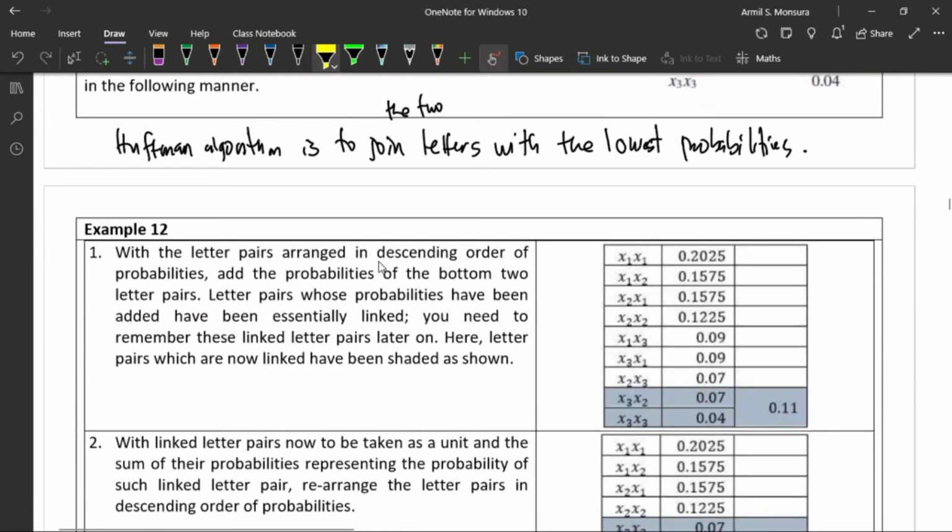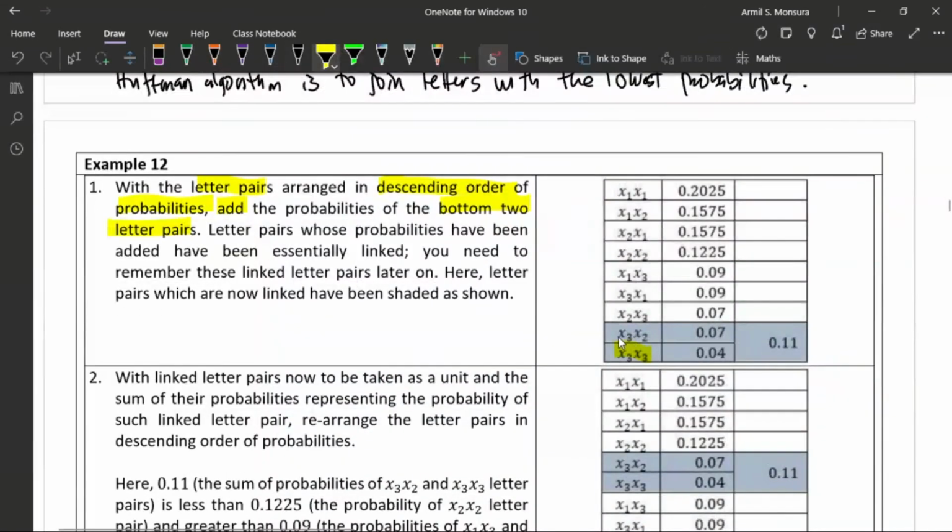So we start with the letter pairs arranged in descending order of probabilities. We join the probabilities of the bottom two letter pairs and add them. The bottom two are x3, x3 and x3, x2. Their probabilities are 0.07 and 0.04. That gives us the sum of 0.11. Just remember that we have already joined x3, x2 and x3, x3 into a single subset. So remember, they are now linked.